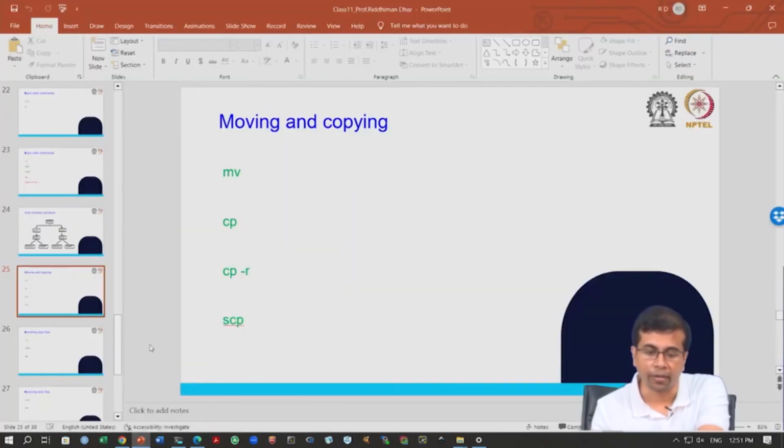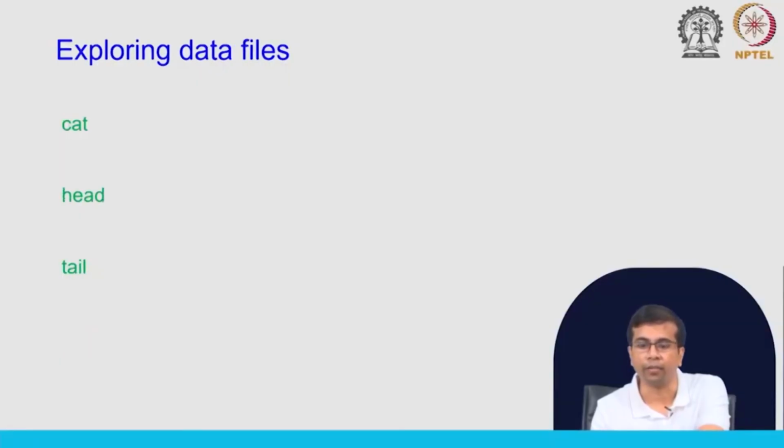Let us look at the last few commands, which will be used for exploring these files. Once we have generated this file, we can use some of the commands in the terminal to actually look at the data that it contains. So, the first one is cat. What it will do is paste all the data that is inside a file into the terminal.